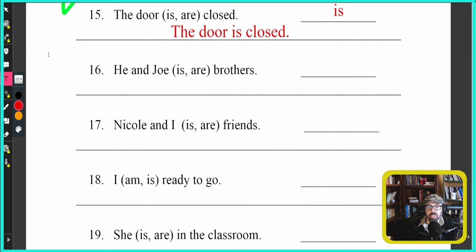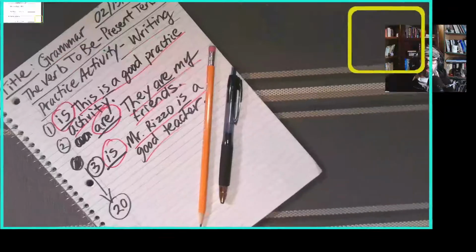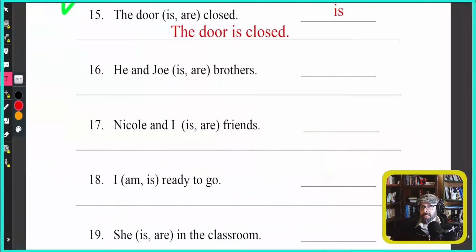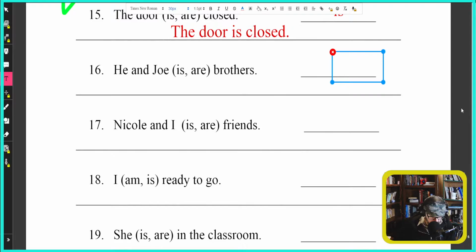16. He and Joe is or are brothers? Is or are? Okay, number 16. Okay, what do you think for 16? Write your answer on your paper. He and Joe is or are brothers? Is or are?